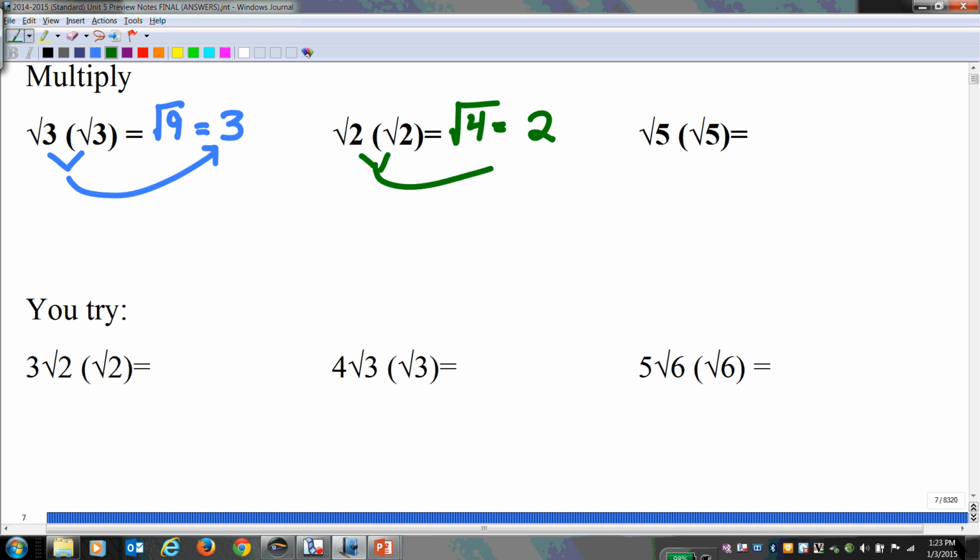I hope you're noticing a pattern here. Root 2 times root 2 is just 2. You should notice any radical times itself is just the number on the inside. So we're going to get rid of that middle step here at this last one. Root 5 times root 5 is just 5. Any radical times itself is just the number on the inside. I'd like you to try this row on your own. Pause the video, do the work, restart the video.